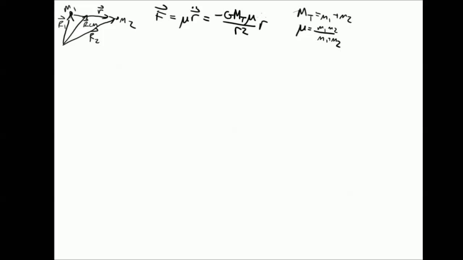So we're going to start with saying that F is equal to mu times r double dot, and this is equal to negative G m total mu over r squared. Oh, sorry, I missed an r hat here. That's going to be very important. Just to clarify, m total is the total mass, m1 plus m2. You can do this by doing the coordinate transform to center of mass coordinates. And mu is equal to m1 m2 over m1 plus m2, the reduced mass.